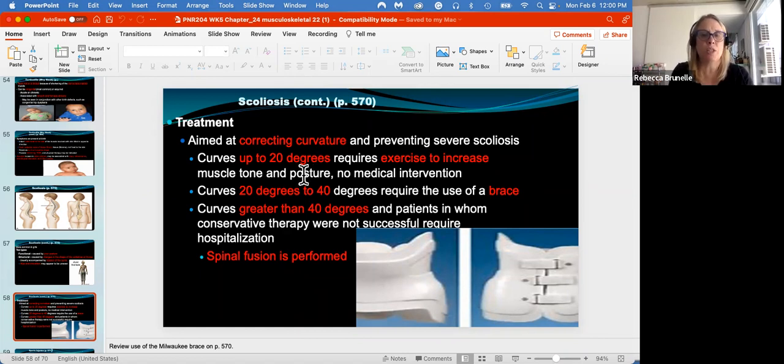So you do need to remember how you categorize scoliosis as mild, moderate, severe. Up to 20 is mild, 20 to 40 is moderate, and severe, greater than 40, requires surgery. You need to remember when you need to wear a brace and when you need to have surgery, and the surgery that you get is a spinal fusion surgery.